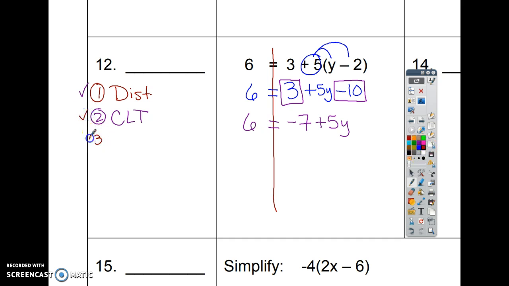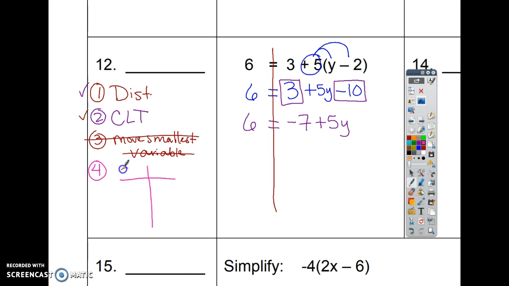Step number 3, move smallest variable. There's only one variable, so there's nothing to move. And then step 4 is see do.